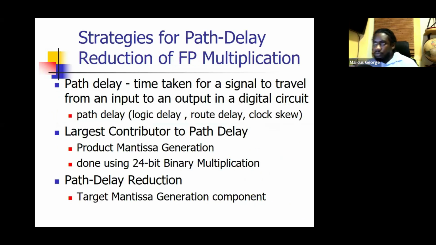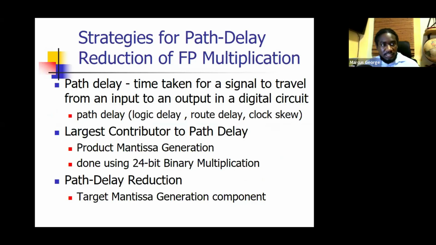Now, before we go into strategies for path delay reduction, before anything, let's define what path delay is. Path delay is the time taken for a signal to travel from an input to an output of a digital circuit. Path delay has three components.